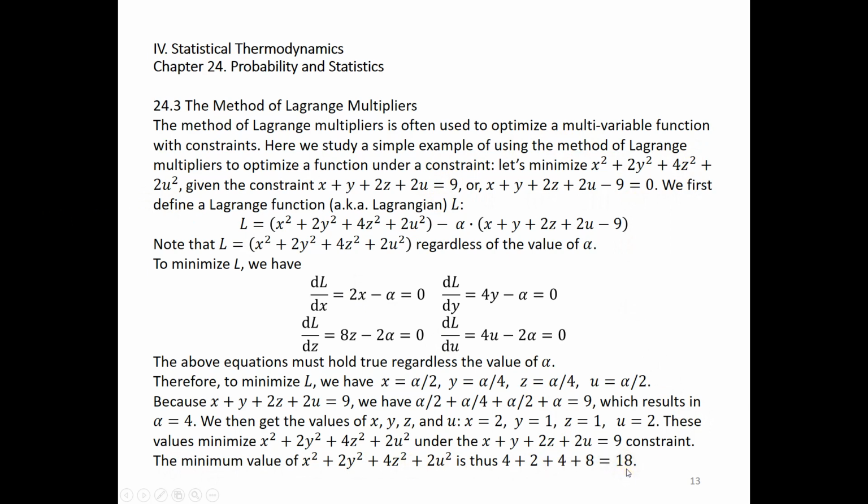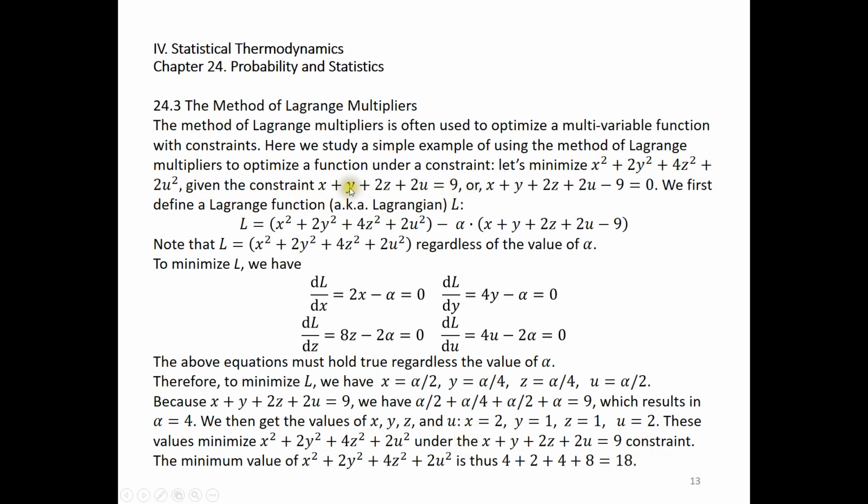Now you may ask, what if we do not have the constraints? Well, it's pretty simple. The minimum value should be just 0. When x, y, z, and u are all 0, this function is minimized with the value of 0. With this constraint, the minimum value is 18.